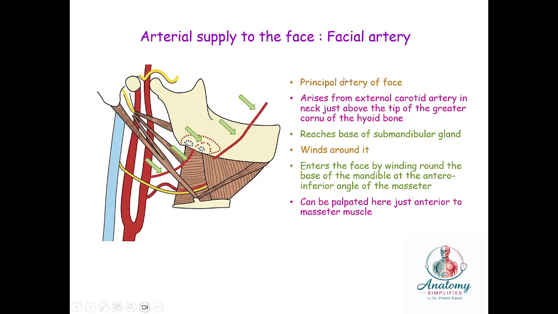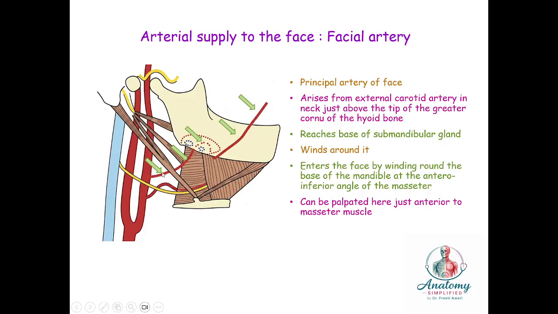A facial artery, the principal artery of the face. It arises from the external carotid artery. You can see it is arising from the external carotid artery in neck just above the tip of greater cornu. So you need to assume that the greater cornu is quite nearer here. In 2D it's not possible to show. So greater cornu of the hyoid is present nearer to this origin.